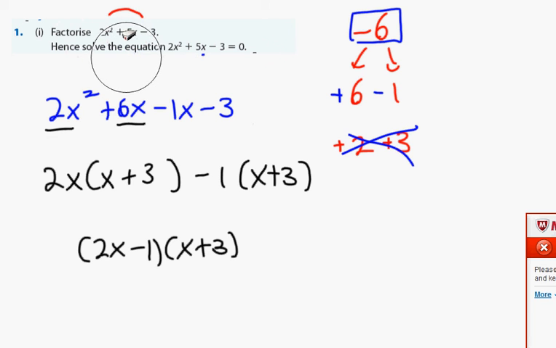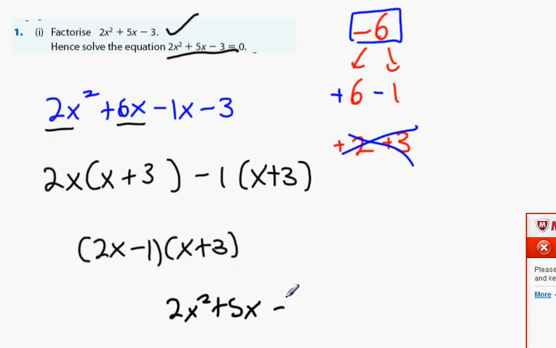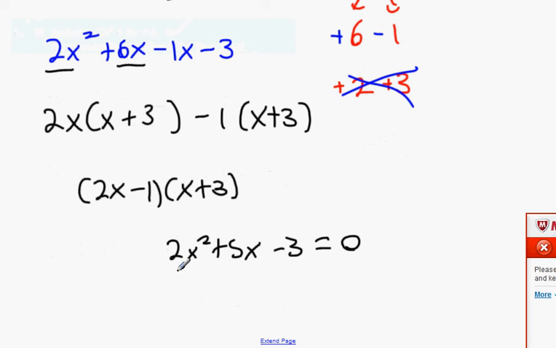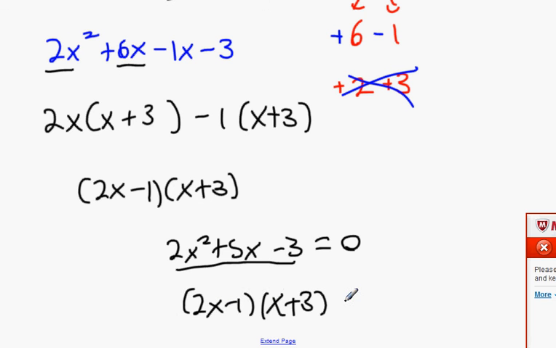Now note the difference between factorize and solve. Factorize has no answer, has no equals sign. Solve has an equal sign. Plus 2x. Now, the funny thing is you do nearly the exact same thing. Okay? What did we do when we factorized this? What was our answer? 2x minus 1, x plus 3. And we put that equal to 0.